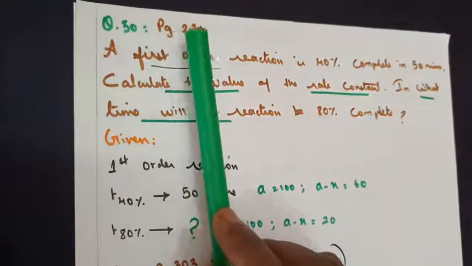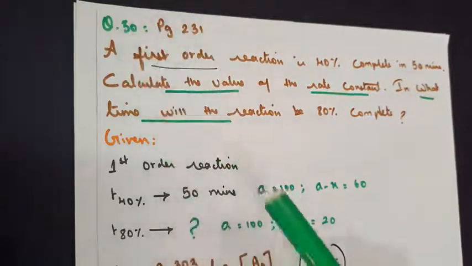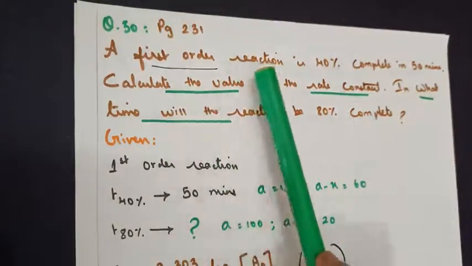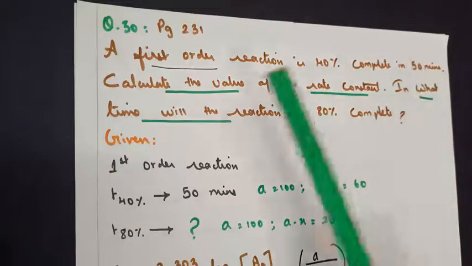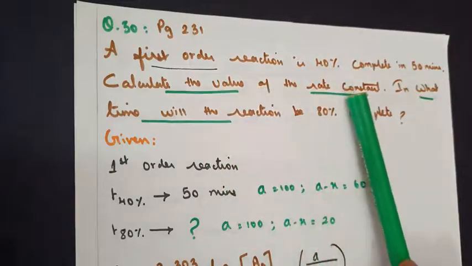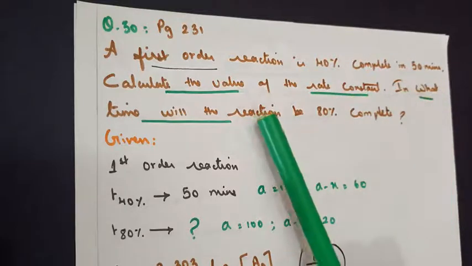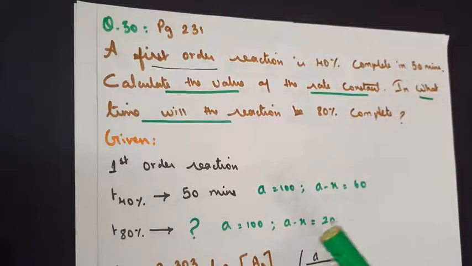The concept you will be learning in today's class is numericals based on the chemical kinetics chapter. It's taken from page number 231, question number 30. A first order reaction is 40% complete in 15 minutes. Calculate the value of the rate constant. In what time will the reaction be 80% complete?